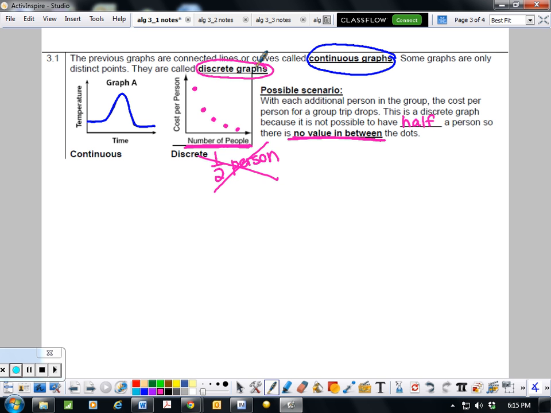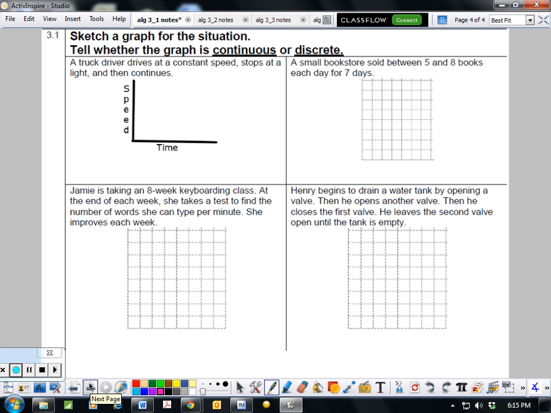And so we'll be dealing with those on and off most of the chapter, continuous graphs and discrete graphs. Okay, so we're going to go ahead and sketch a graph of this situation, and keep in mind that when we're sketching graphs, not everyone's graph is going to look the same, but as long as it follows the guidelines, that'll be okay. So we have a truck driver, drives at a constant speed, stops at a light, and then continues.